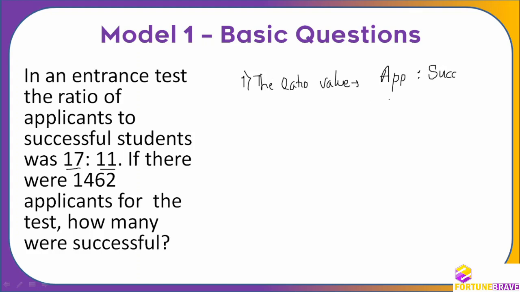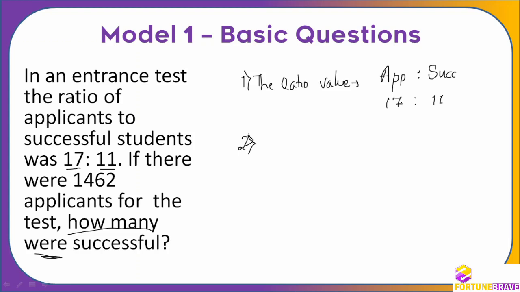What are the ratio values? 17 is to 11. Now they have to give the second value, because we need to find out actual value, right? We have to find out how many were successful. So we need to find out some actual value from the given ratio value. Only ratio values will not get me anywhere, my dear friends. If you get only the ratio values, you will not be able to find out actual value. You need some actual value.